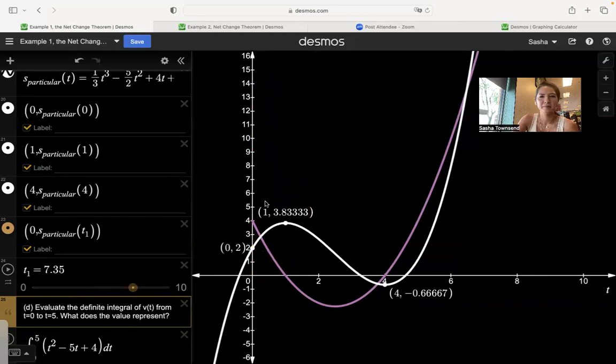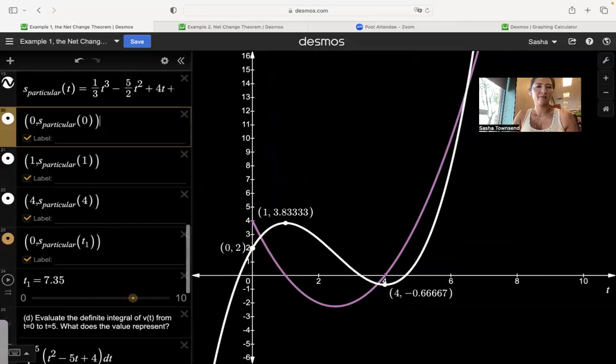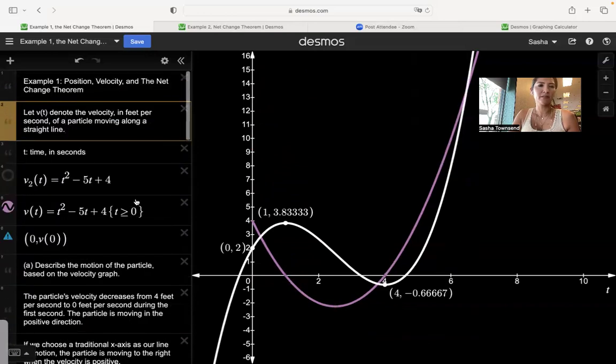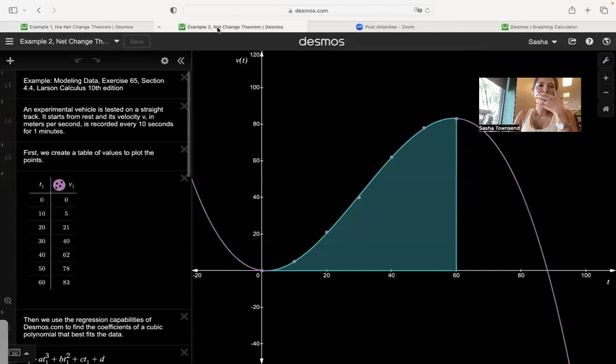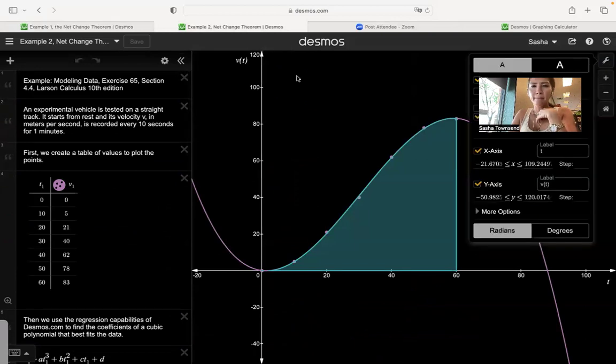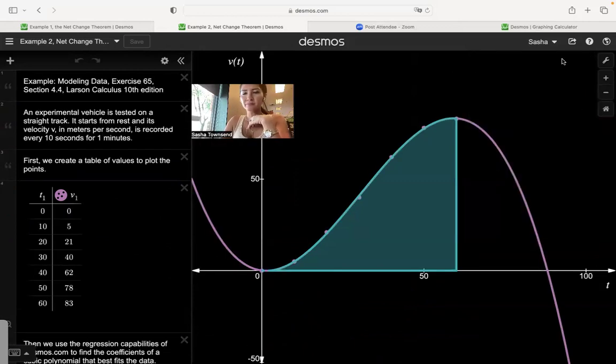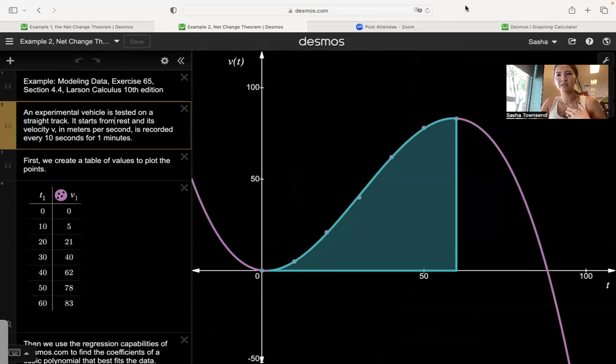All right, so I think we've done a lot with that question. So let's go on to another example. This one's not as insightful, but it's another net change example. It used some data, and shows you at least how to use the regression capabilities of the Desmos calculator. So it says an experimental vehicle is tested on a straight track. It starts from rest, and its velocity is recorded in meters per second every 10 seconds for 1 minute.